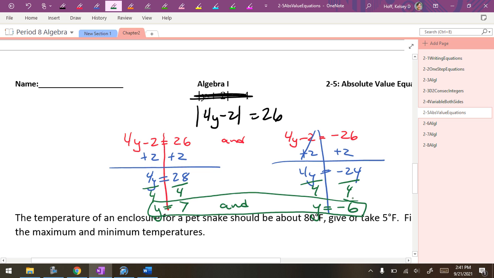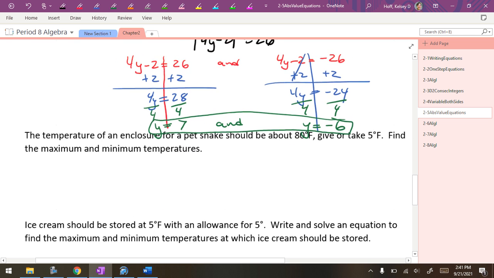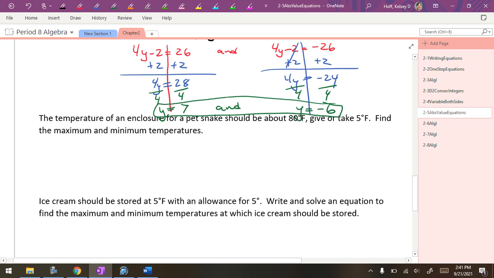Okay? Don't panic just because you have an absolute value. As soon as you have that absolute value, it splits into 2. You have 2 solutions. The temperature of an enclosure for a pet snake should be about 80 degrees Fahrenheit, give or take 5 degrees. Find the max and the min temperatures.